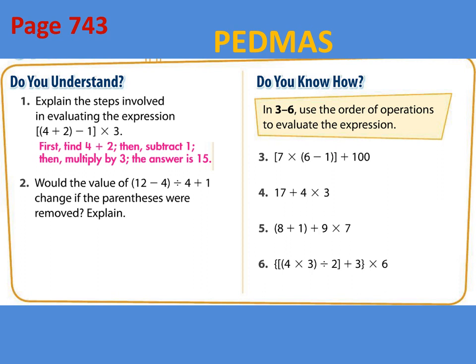Have you finished? Yes? Of course, using our golden word, PIDMAS, we must jump inside the brackets, the parentheses. We have parentheses here, so jump inside. We have a subtraction operation. So the first step is subtracting 12 minus 4. 12 minus 4 is 8. Then divide by 4. 8 divided by 4 is 2. And the last step is adding 2 plus 1. So the final answer will be 3.